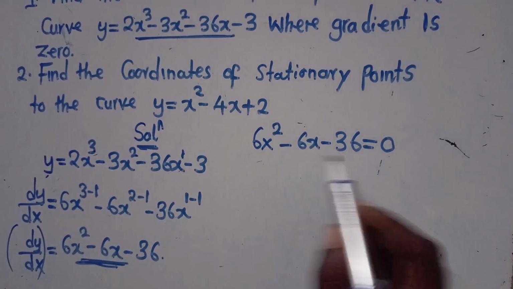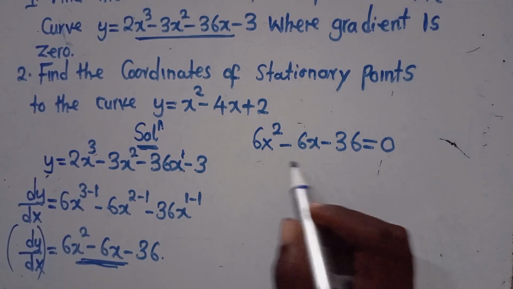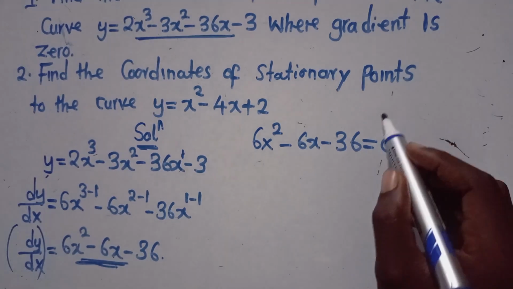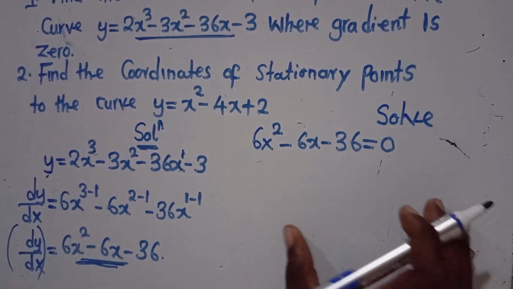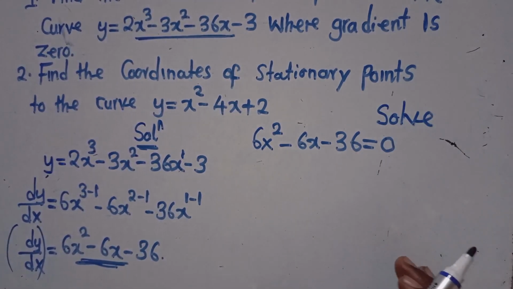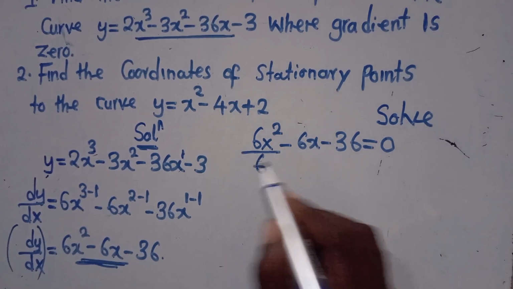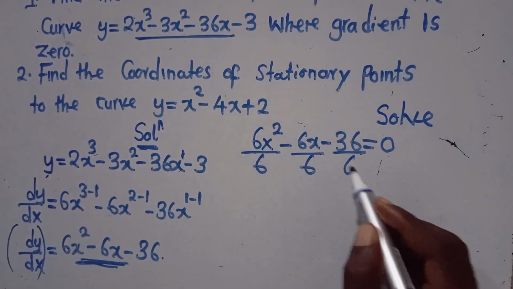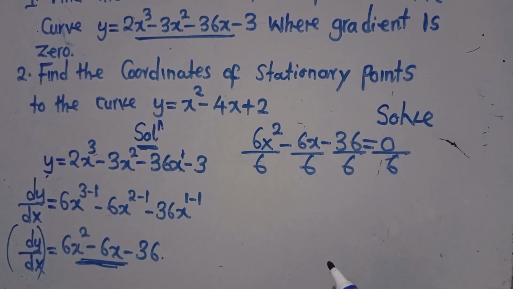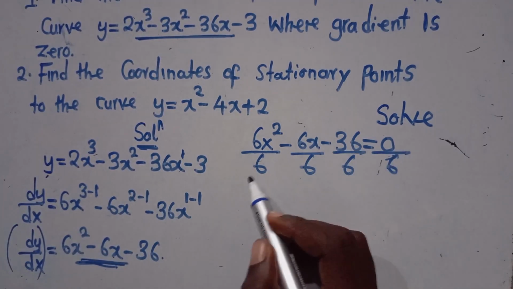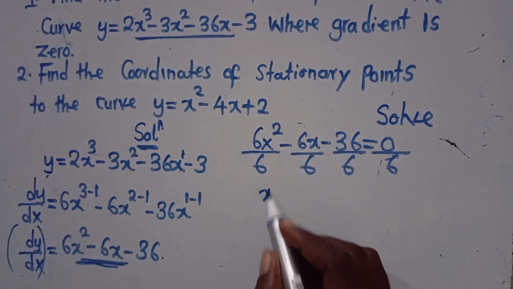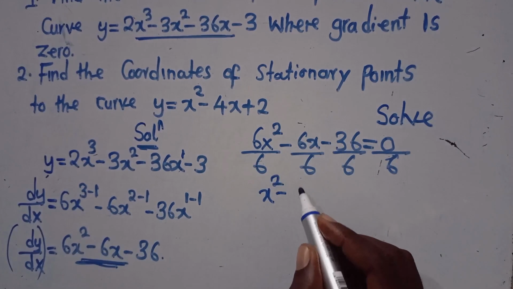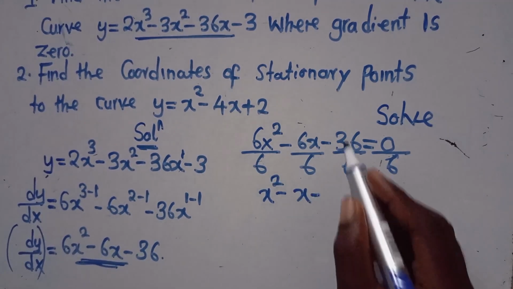So we say now, we are going to factorize this, because here we need to solve this quadratic equation. You use any method that you are comfortable with. If we are to use factorization, factorization is very simple. We divide both sides by 6 so that I reduce this. So this is x squared minus x minus this into that.